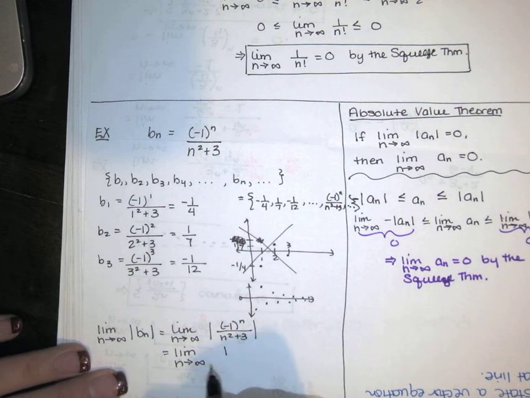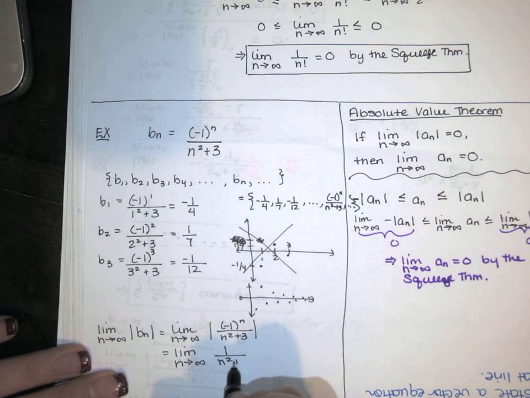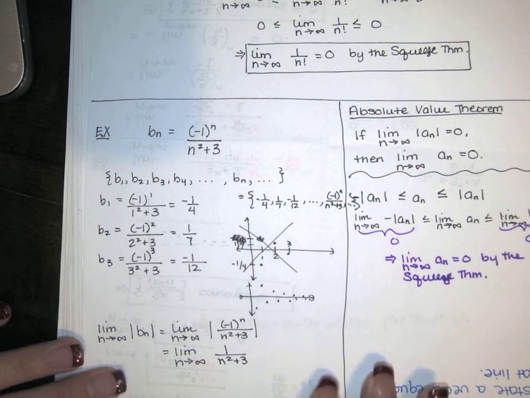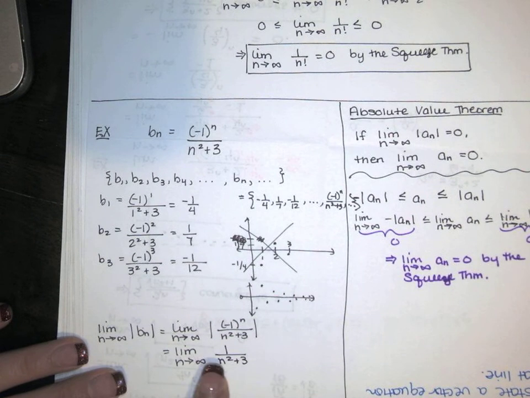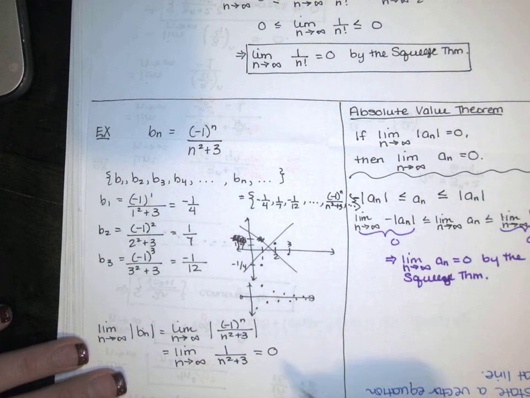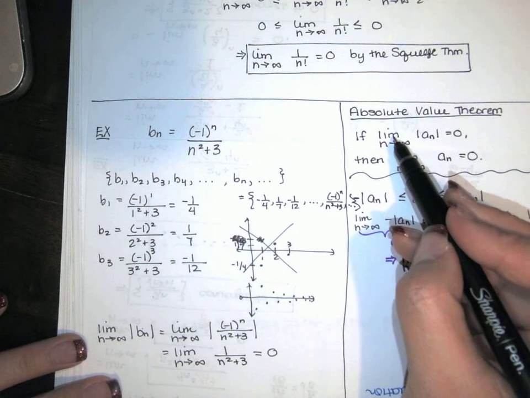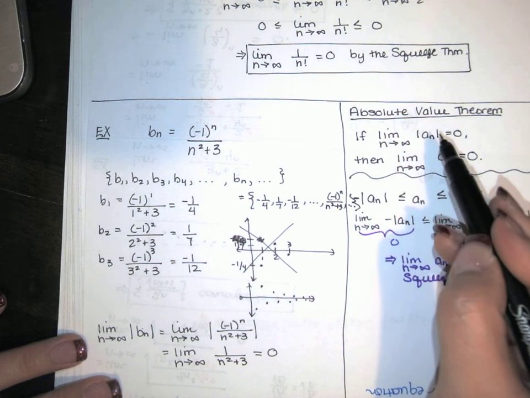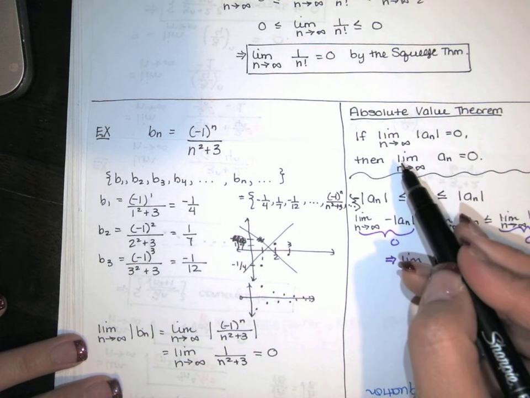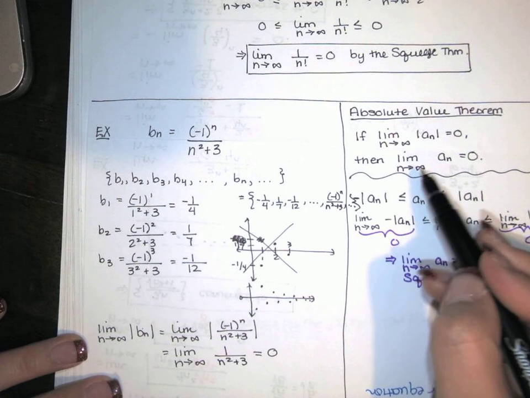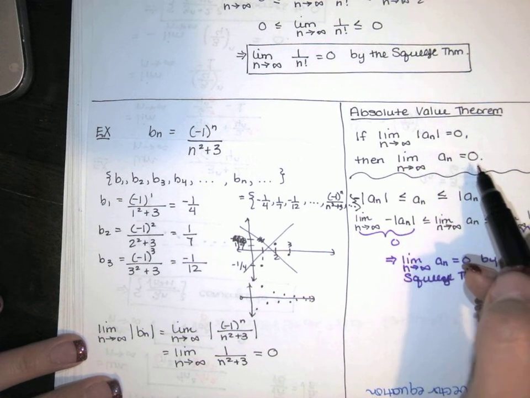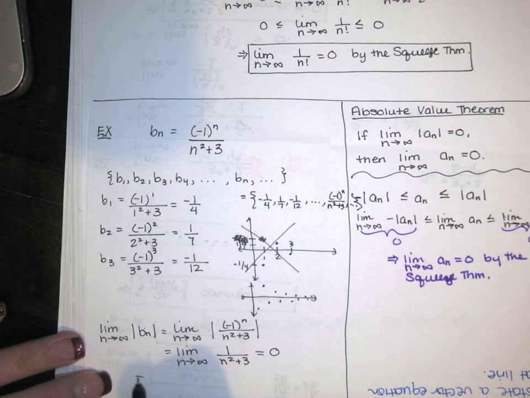Not all functions are named f. Alright, so we're here, and as n goes to infinity, this is a large number squared plus 3. So I get a large number. 1 over a large number is a small number. So I get 0. What does that tell me? According to the theorem, if the limit as n goes to infinity of the absolute value of b sub n is 0, well then the limit as n goes to infinity of b sub n is 0. That's what the theorem says.